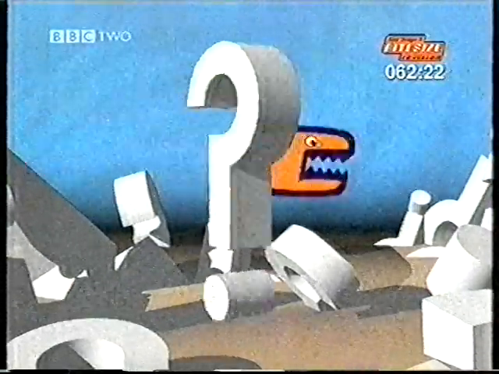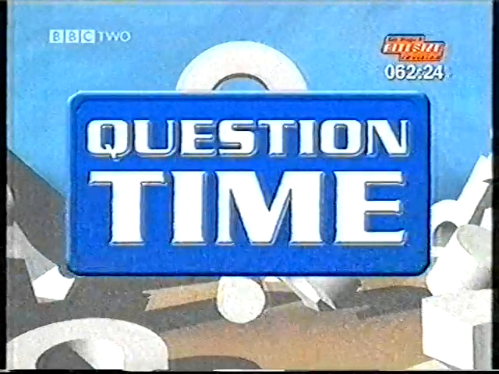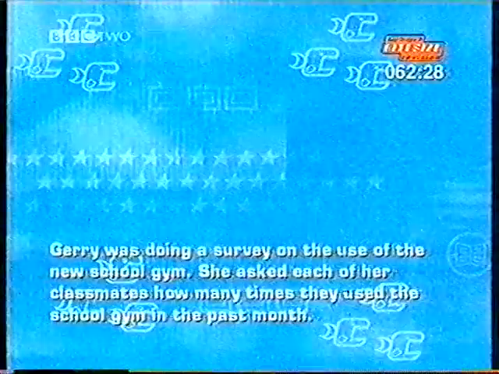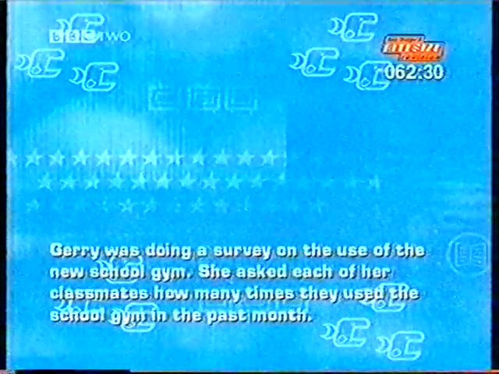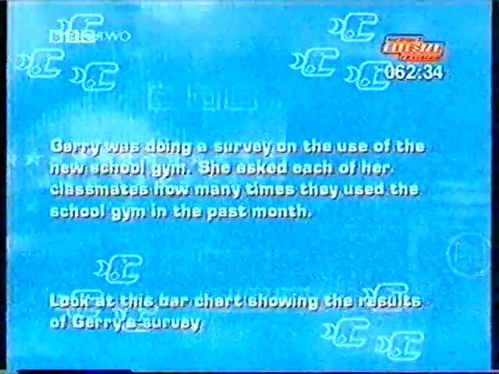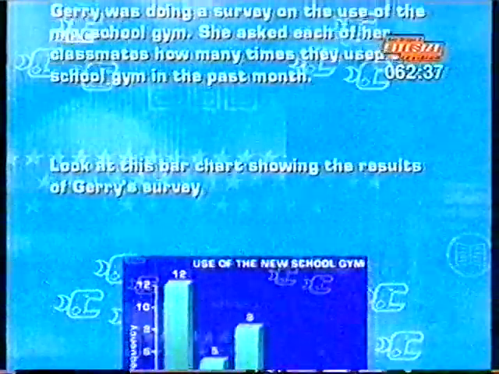Right, it's time for a test question. There are 3 parts to this one, so you might like to jot them down as we go on. Jerry was doing a survey on the use of the new school gym. She asked each of her classmates how many times they had used the gym in the past month. Look at this bar chart showing the results of the survey.